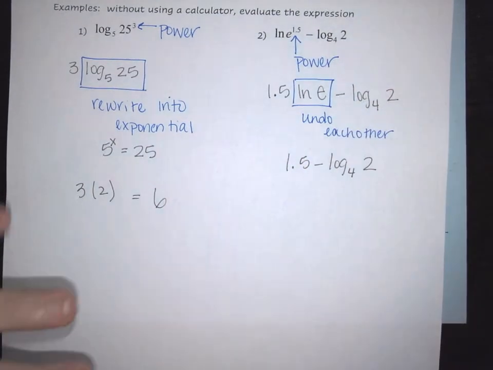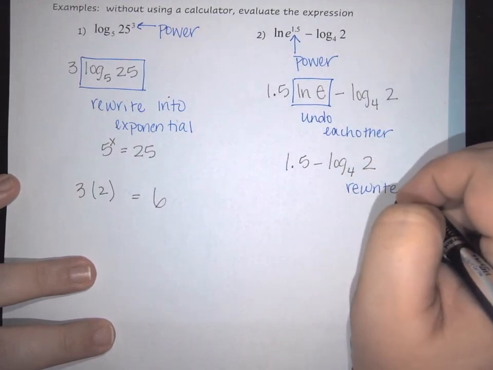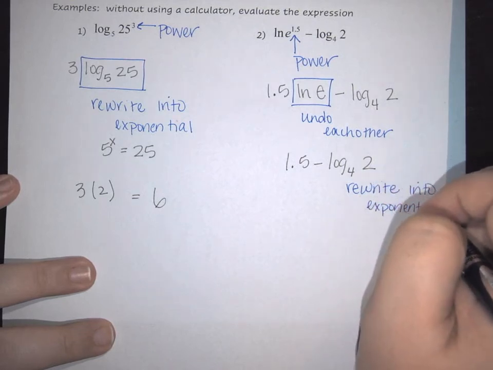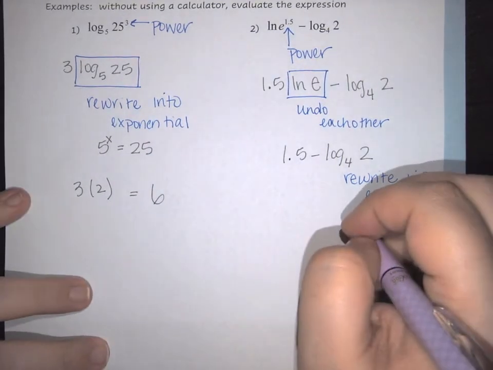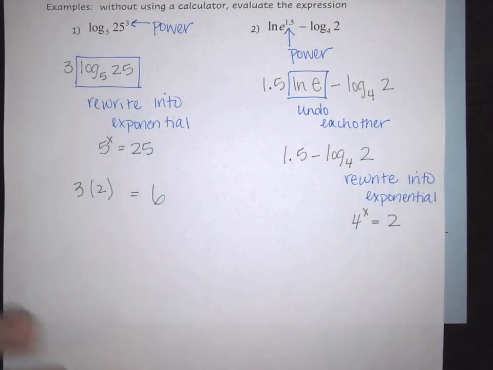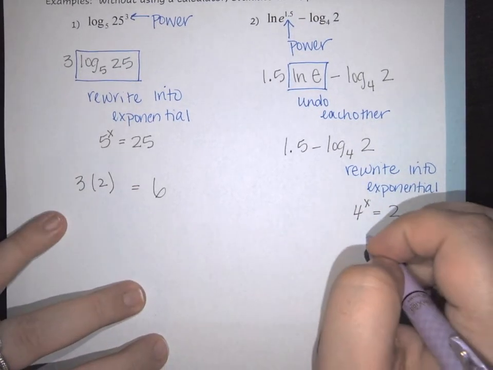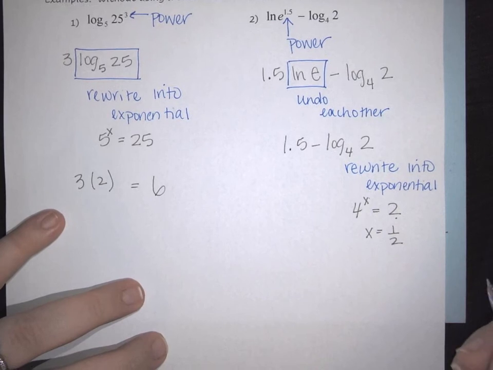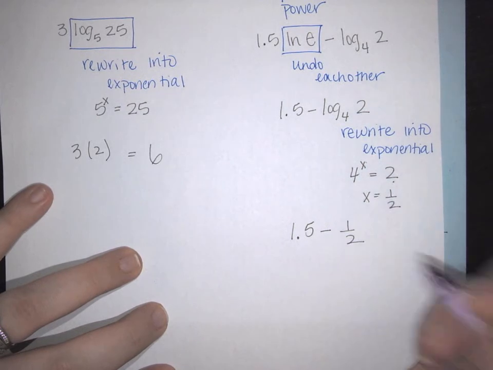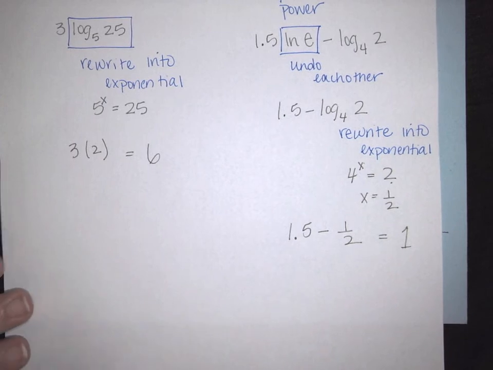And now here again, we want to rewrite into exponential. So we would have 4 to the x is equal to 2. Well, in this case, because my 4 has to reduce down, we would take the square root. So here we would have that x is equal to 1/2. So if we write this, we're going to have 1.5 minus my 1/2. And if we do the math, that gives me 1 as an overall result.